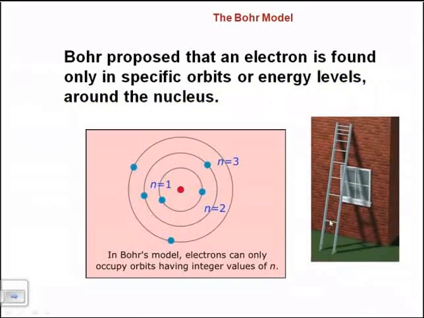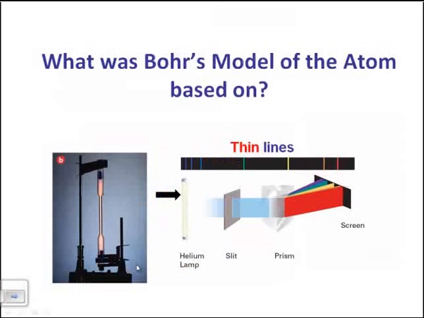Kind of like the rungs of a ladder. You can be on the first step or the second step or the third step, but you can't be halfway between the first step and the second step. Okay? So what Bohr said was they must be in these discrete energy levels. Okay. And so his model was based on what he saw.